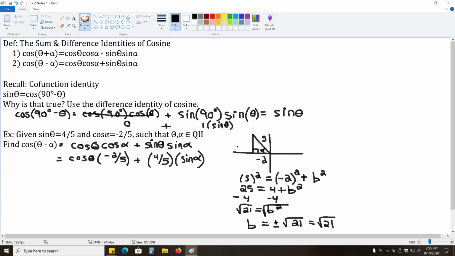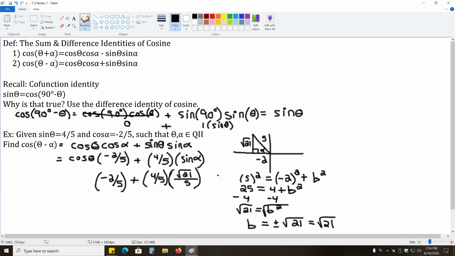So since this is the y value of our triangle, or the opposite side of the angle alpha, we now know how to find sine of alpha. Let me go ahead and copy this 4/5 down. Sine of alpha is equal to the opposite divided by the hypotenuse, which means it's equal to the square root of 21 that we just found, divided by the hypotenuse, which is 5. And that's plus this -2/5 times cosine of theta.